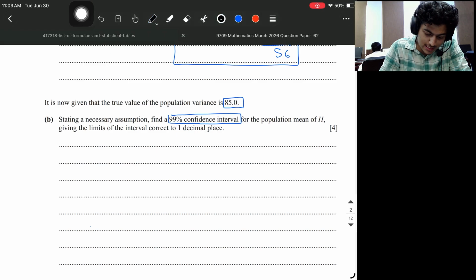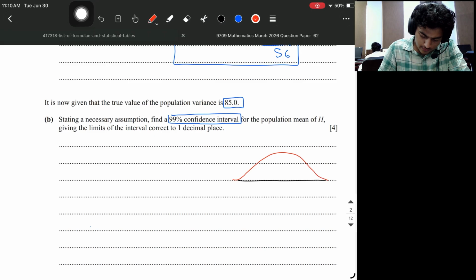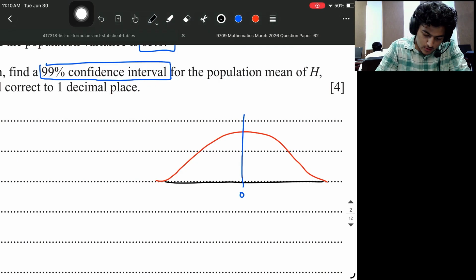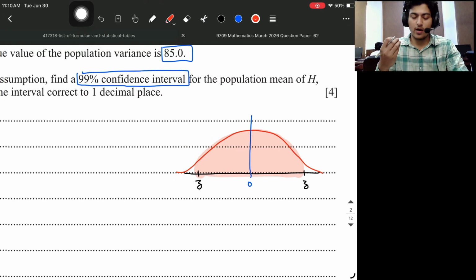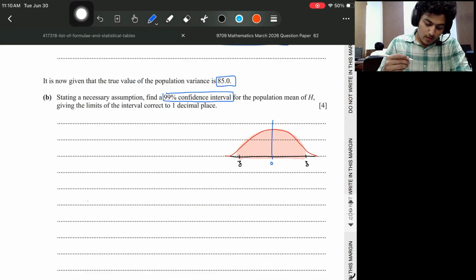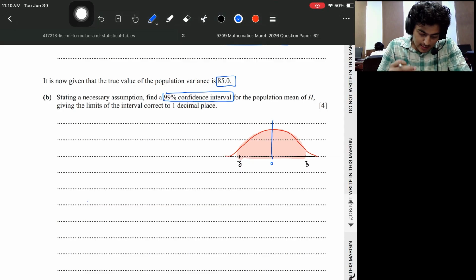Basically, what this means is that if we were to draw the normal distribution graph, and we know that the mean value is 0 over here, they want us to find out the confidence interval. As the name suggests, you are 99% confident that your answer will lie in between this range, and that is the range we're trying to find out. Moving forward, we need to find a 99% confidence interval for the population mean.